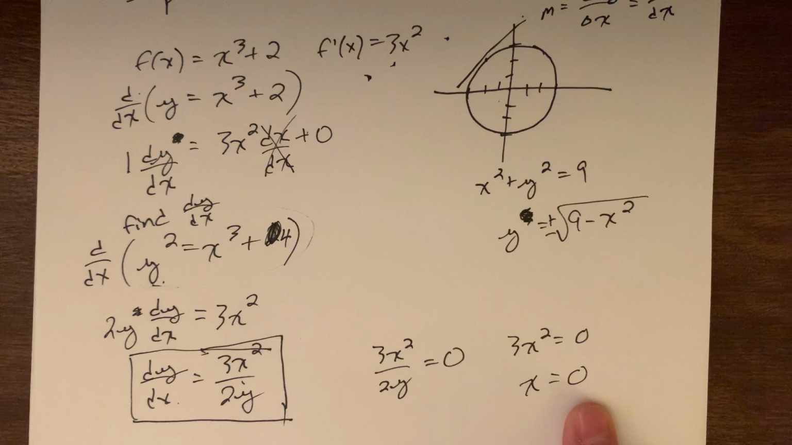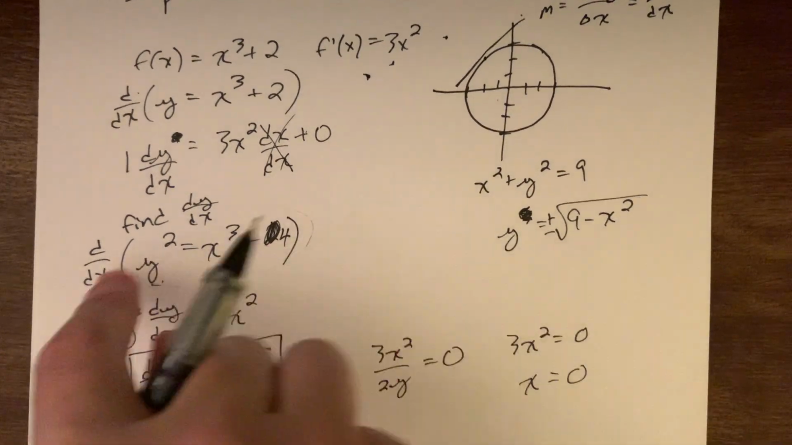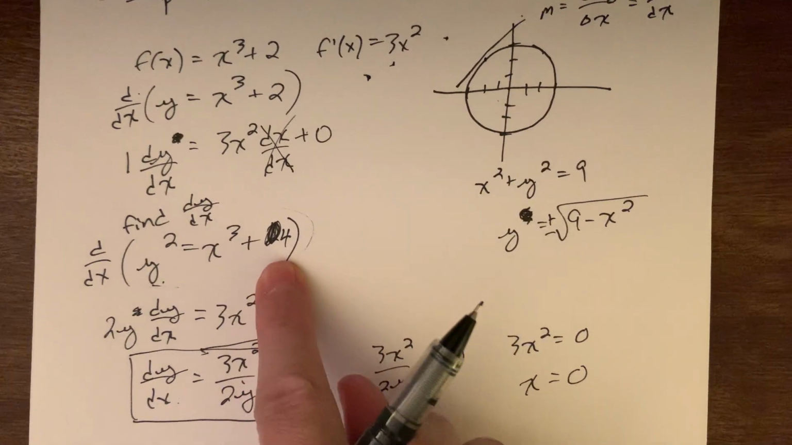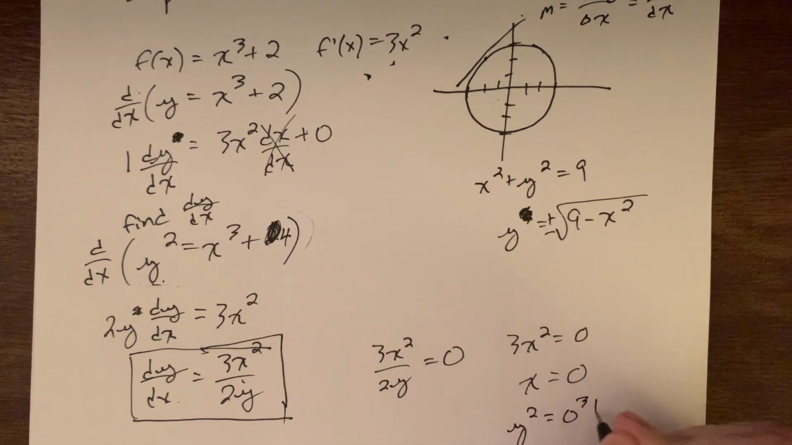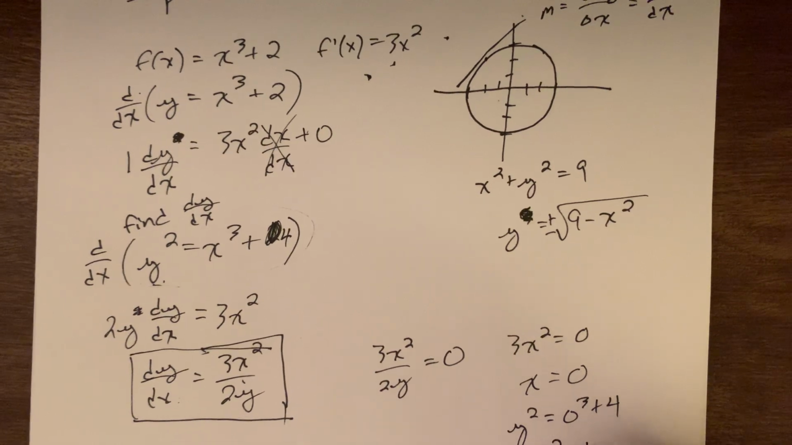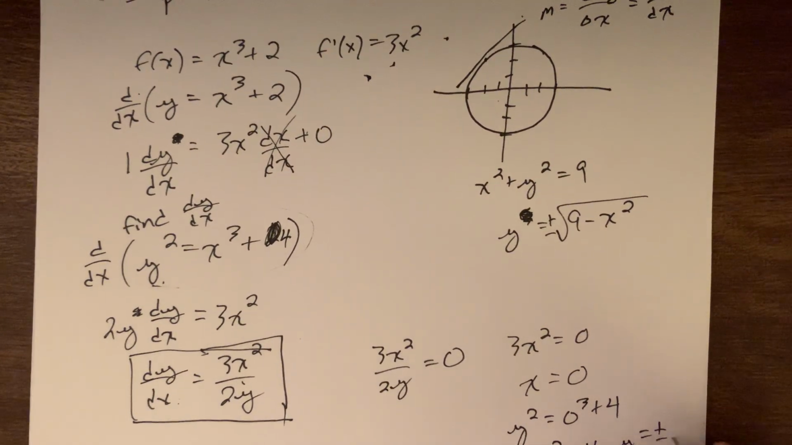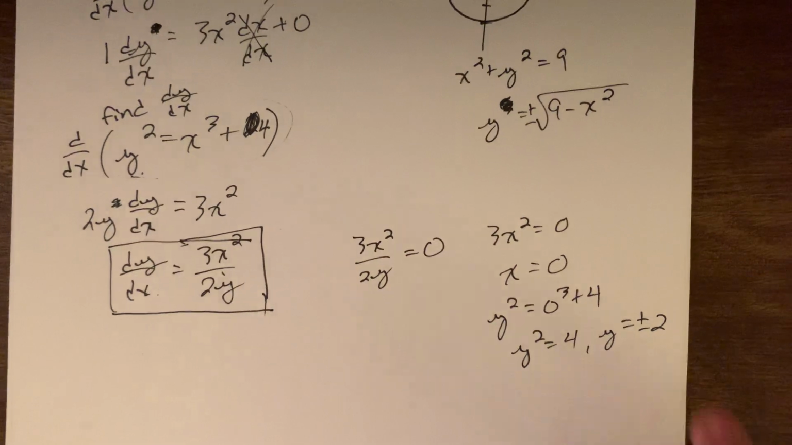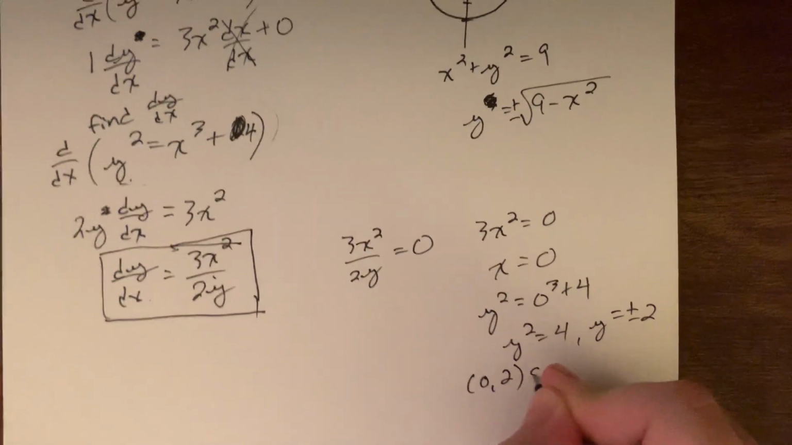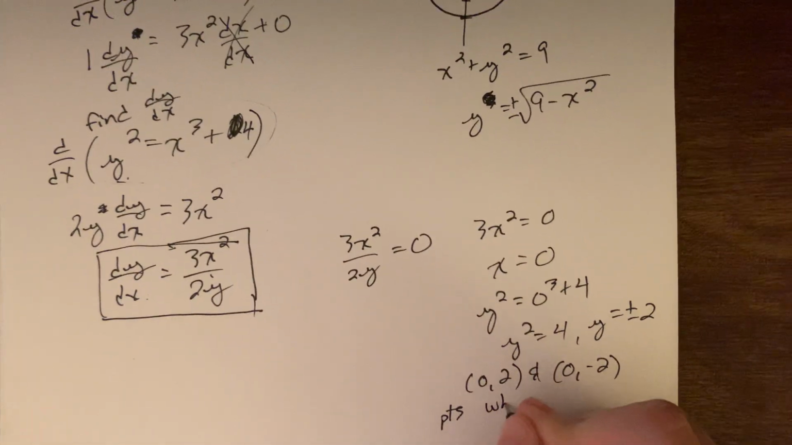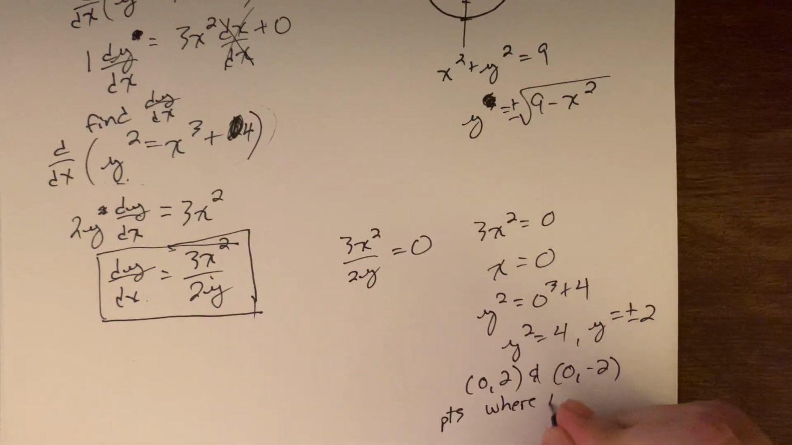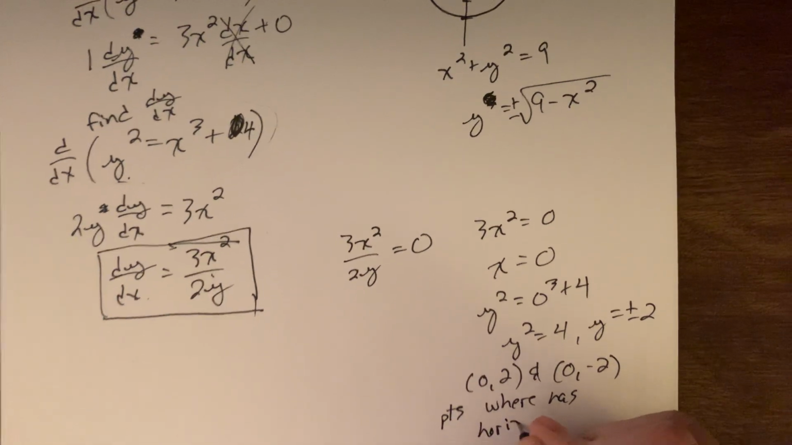But again, x equals 0 is not enough. You would have to find the actual points here. So you'd have to go back, plug it into the original. This is why I made it a 4, so this works out a little nicer. We'd end up with y squared equals 0 cubed plus 4. So y squared equals 4. y is plus or minus 2. So we'd end up with (0, 2) and (0, -2) as the points where this has horizontal tangent lines.